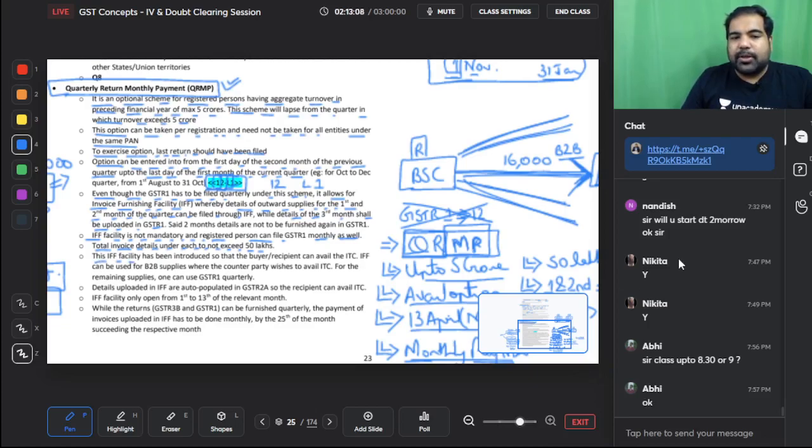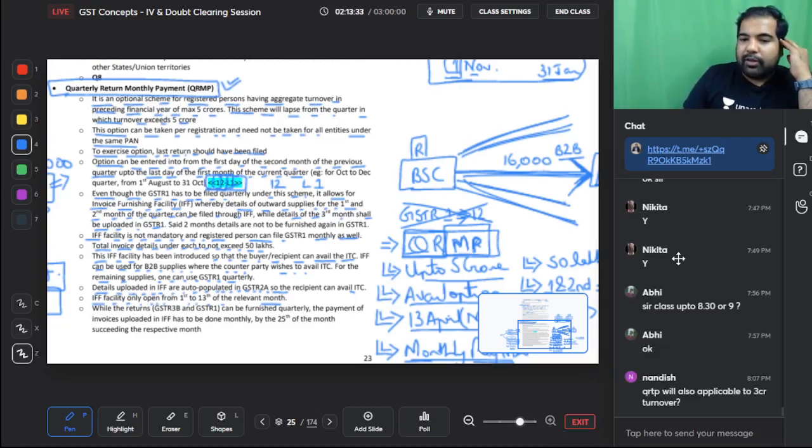The IFF facility has been introduced so that the buyer, that is the electric bike company, can avail ITC. IFF can be used for B2B supplies where the counterparty wishes to avail ITC. For the remaining supplies, one can use GSTR1 quarterly. Details uploaded in IFF are also auto-populated in GSTR2A so the recipient can avail ITC. The IFF facility is open from the 1st to the 13th of the relevant month. So from the 1st to the 13th, you can file your IFF.